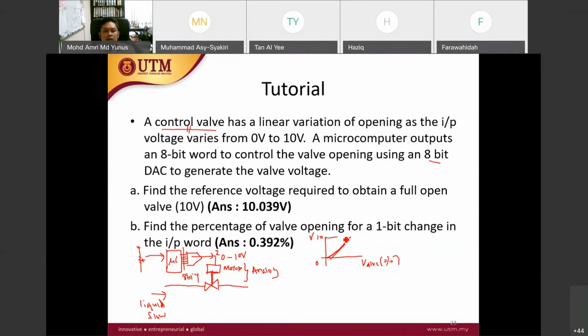When 10 volt, the opening is 100%. Here 10 volt, 100% valve open, and then the liquid flow is at maximum. And as the analog input to the valve decreases, the valve opening decreases. So what is the VR required?